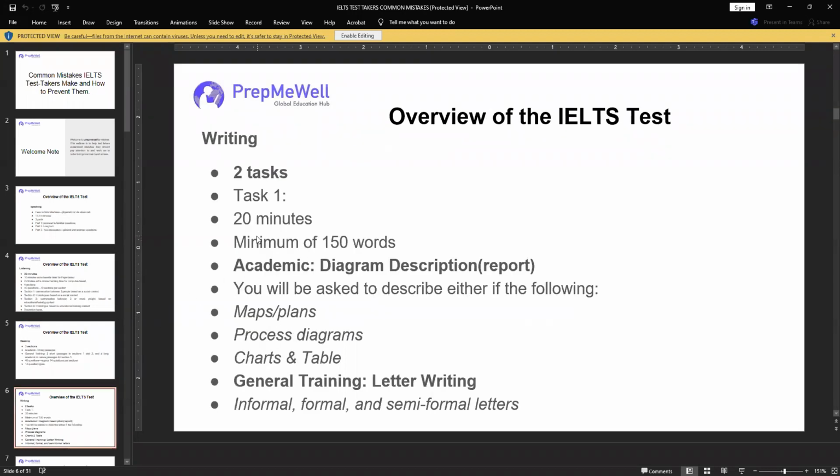Then let's look at the overview of the writing. I'm well aware that the writing aspect of the exam is one of the challenges that most test takers have.